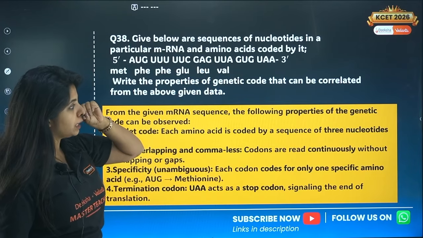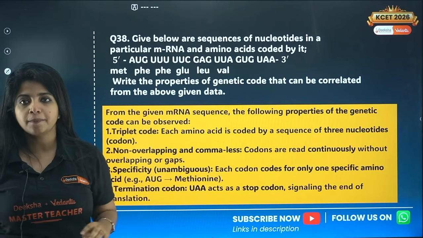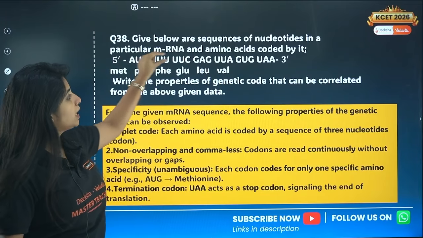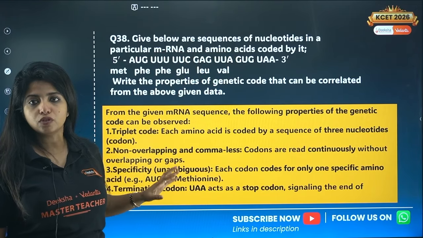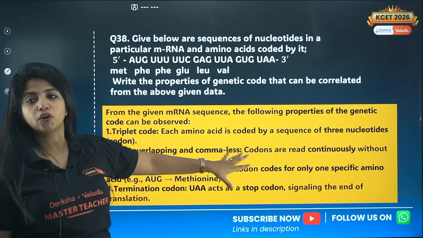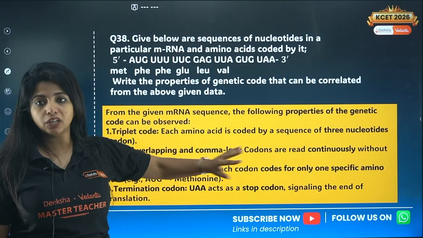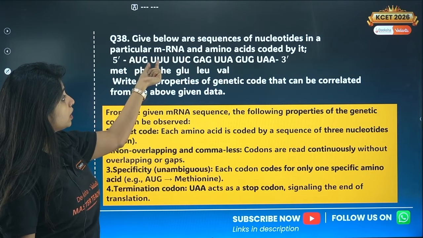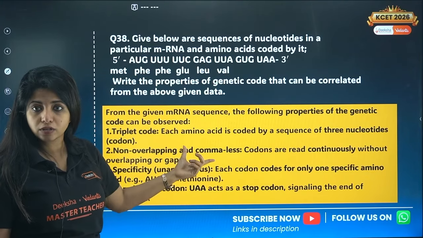Write the properties of genetic code that can be deduced from it. So what do you understand? Do you find any commas, full stop, anything out there? No. So, no overlapping or what you call commaless. The codons are read continuously. The codes, my dear children, all of them, they are in 3 numbers. So, triplet codons are there.